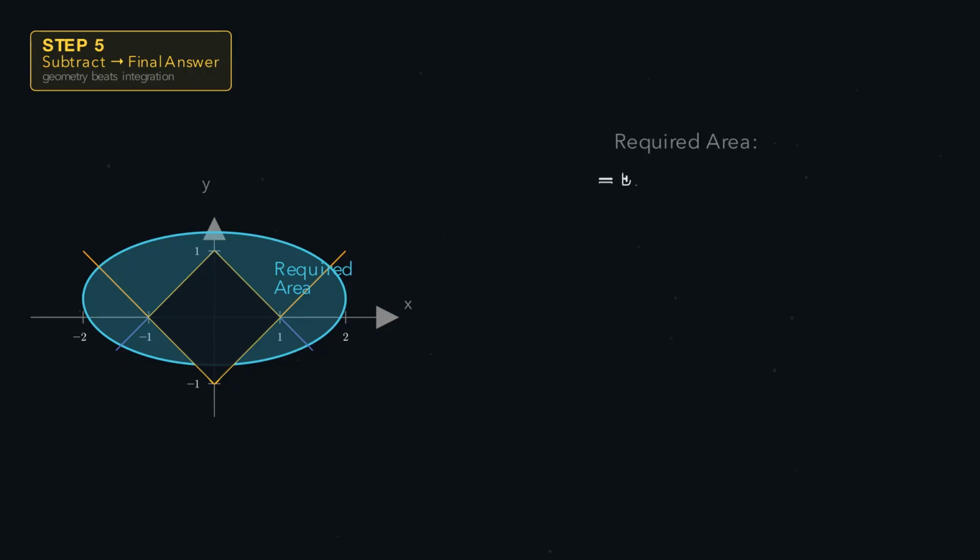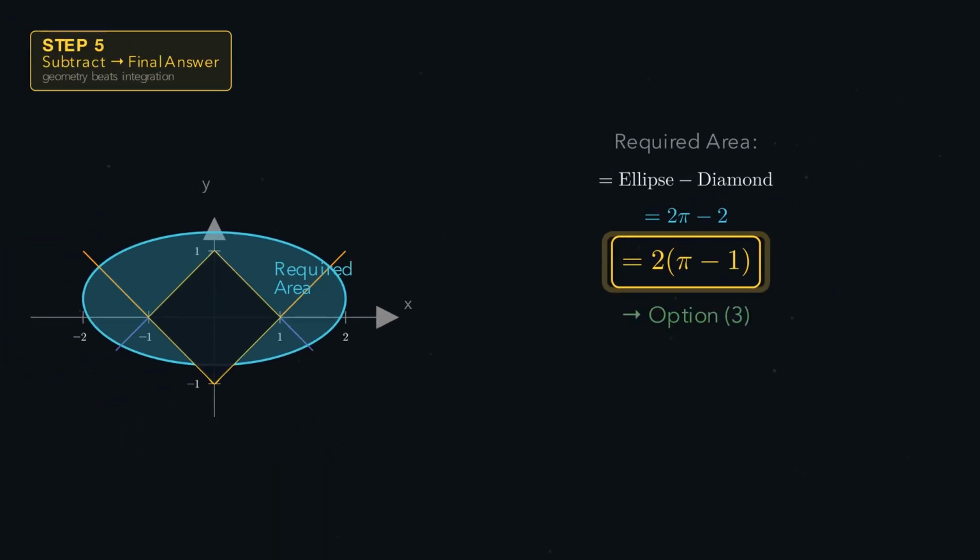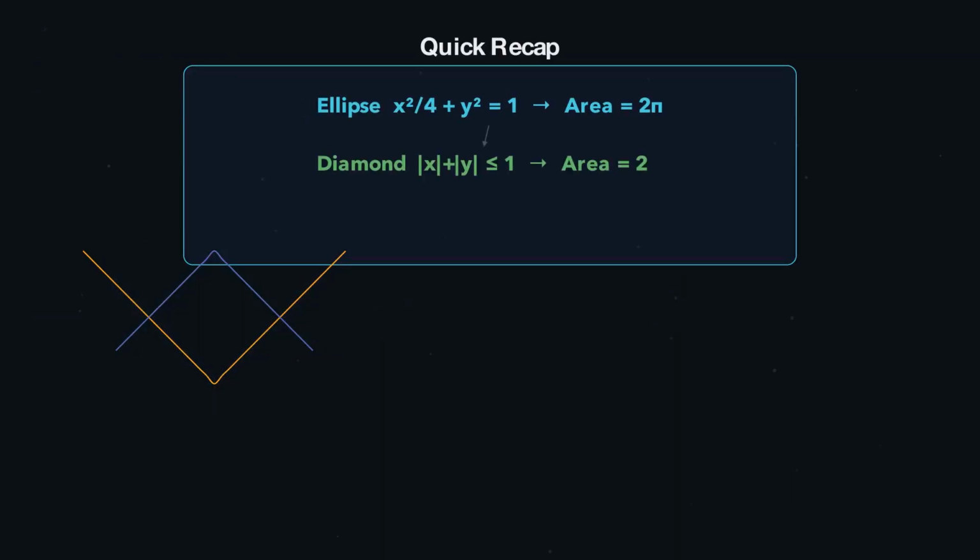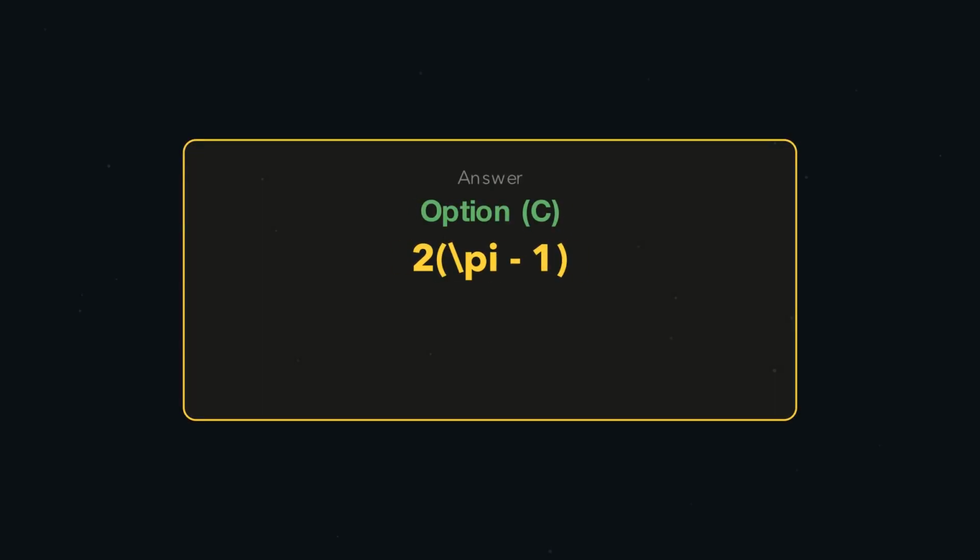That means the required area is simply ellipse area minus diamond area, 2 pi minus 2. We factor out 2 to get 2 times the quantity pi minus 1. That's option 3, and our answer. The key takeaway: when you see two absolute value V-curves like this, recognize the diamond shape immediately and check containment before reaching for integration. Geometry beats calculus every time here.